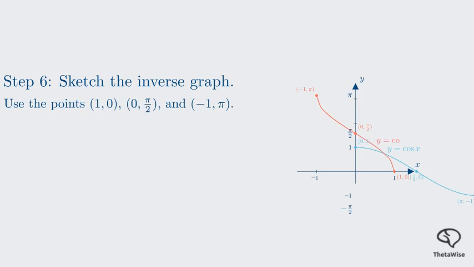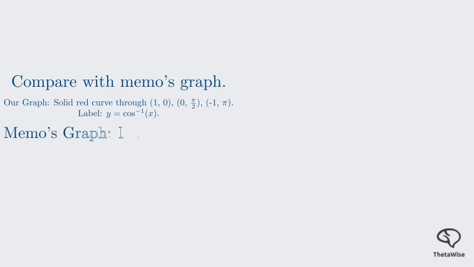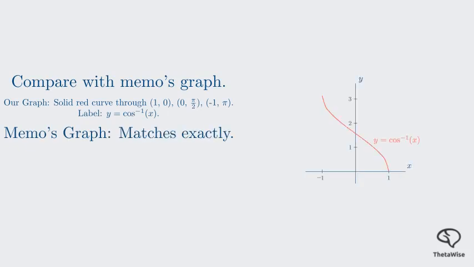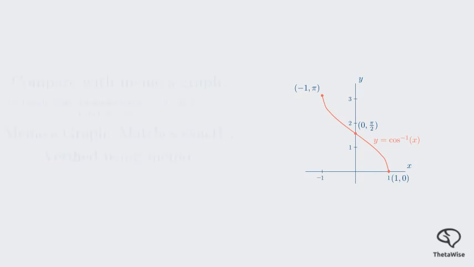This gives us the complete sketch of y equals cos inverse of x. Finally, we can erase our dashed guide graph of cosine. Let's verify our graph against the provided memo. As you can see, our graph of inverse cosine is identical to the one in the notes. The key points are correct, and the shape of the curve is accurate. Our sketch is verified. So, we've successfully graphed the inverse cosine function.